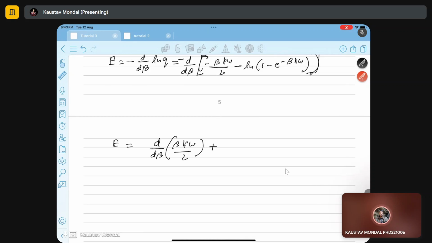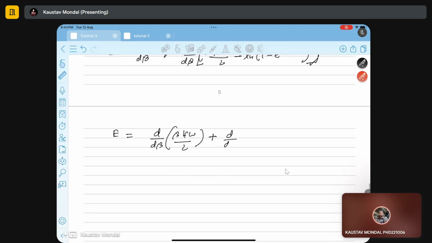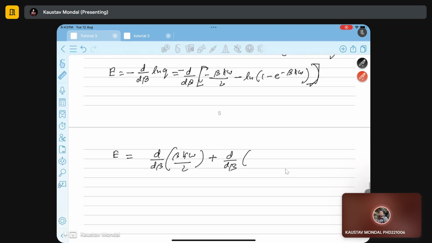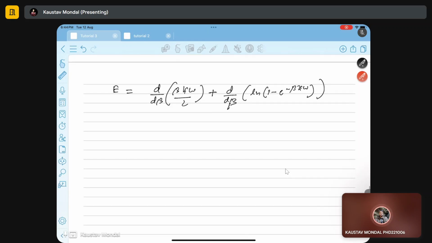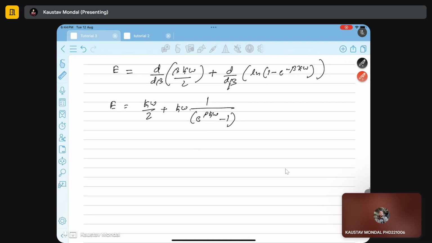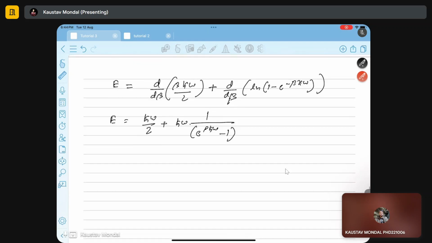Next, minus minus will become plus, the derivative of beta with respect to the log of this term, equal to beta h squared omega by 2. So now if we do the same, energy E would be h squared omega by 2 plus h squared omega into 1 by e to the power beta h squared omega minus 1. Now, this is log of 1 minus e to the power beta h squared omega.